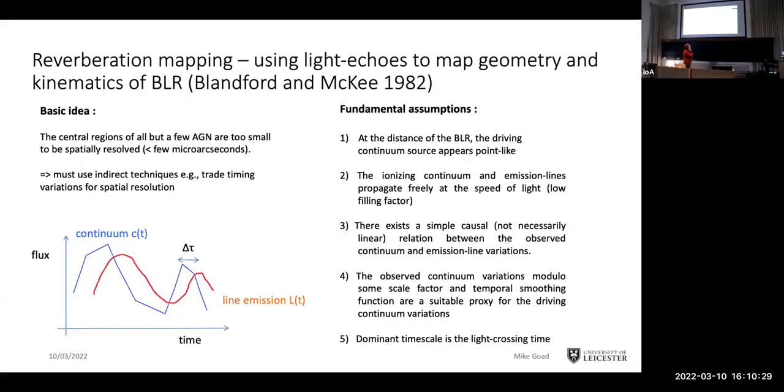We also impose that the ionizing continuum and the emission lines propagate freely at the speed of light, so once the lines are formed, they escape. We posit that there's a simple relationship between the line emission and the driving continuum. It doesn't have to be one-to-one, but they do have to be causal. That's kind of important.